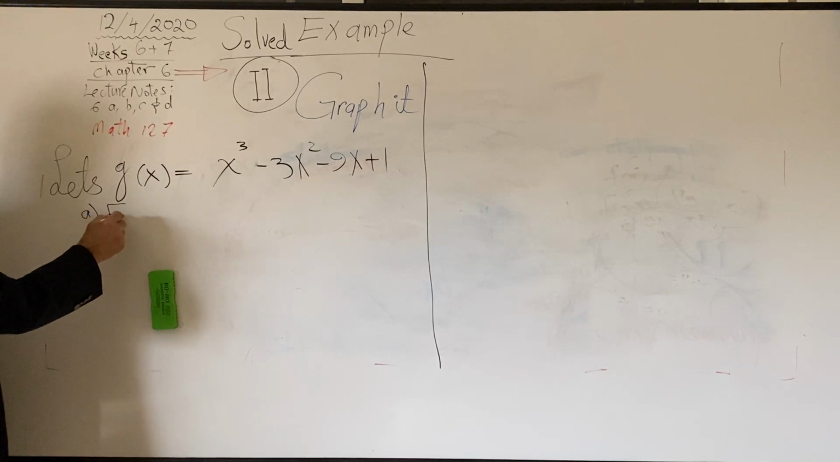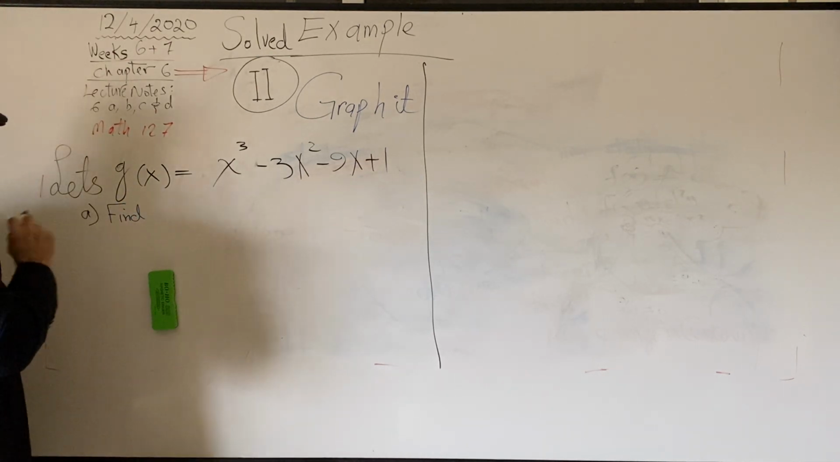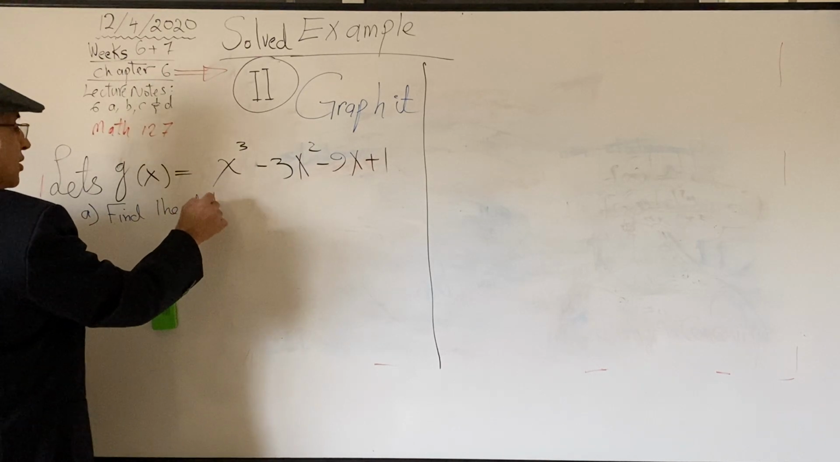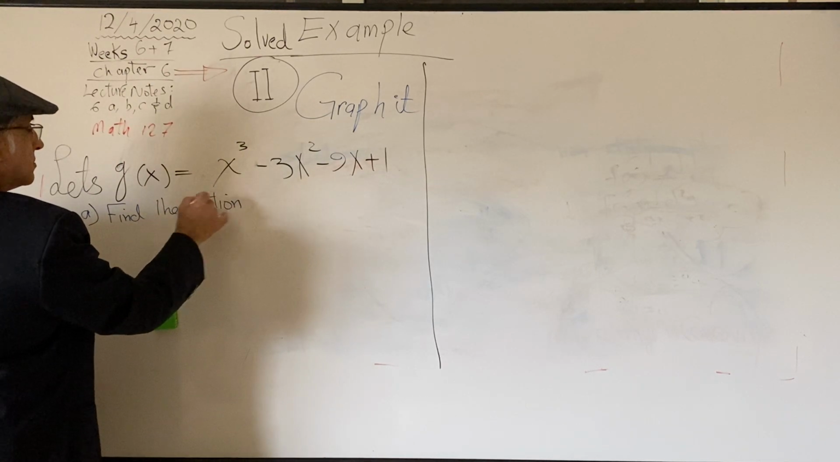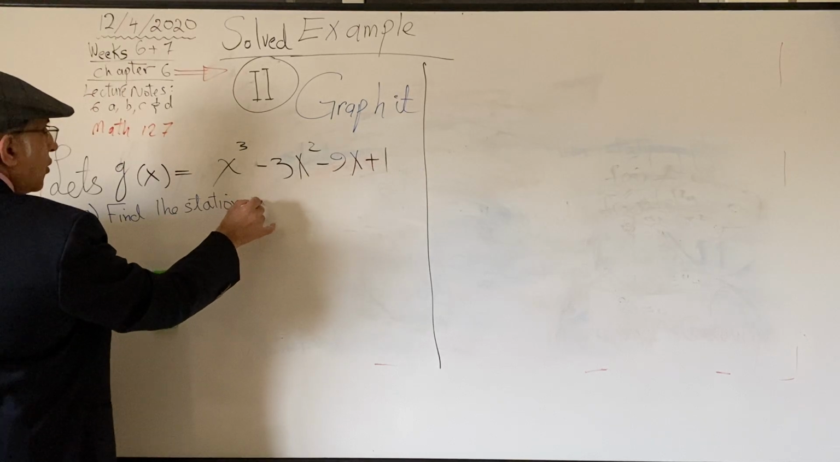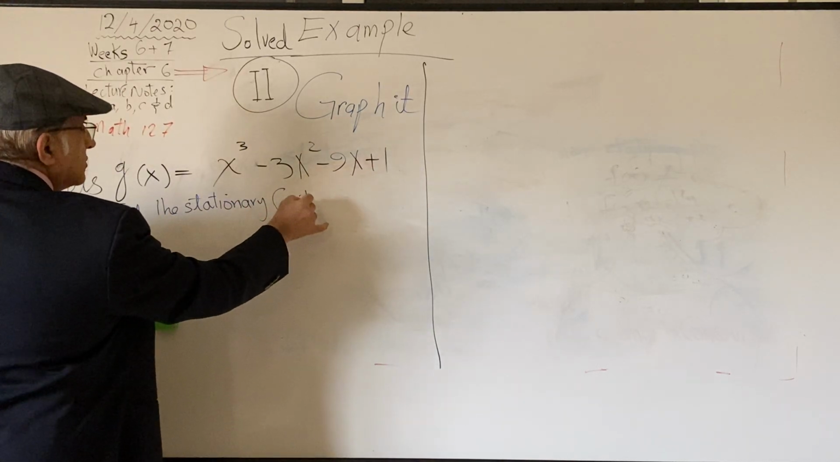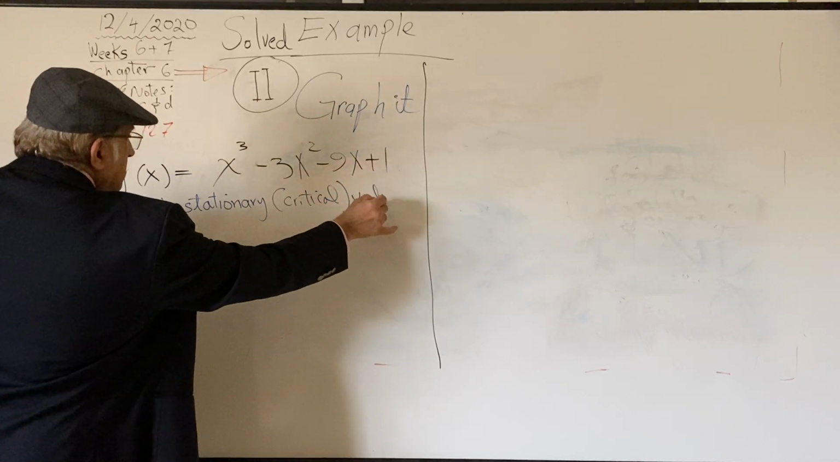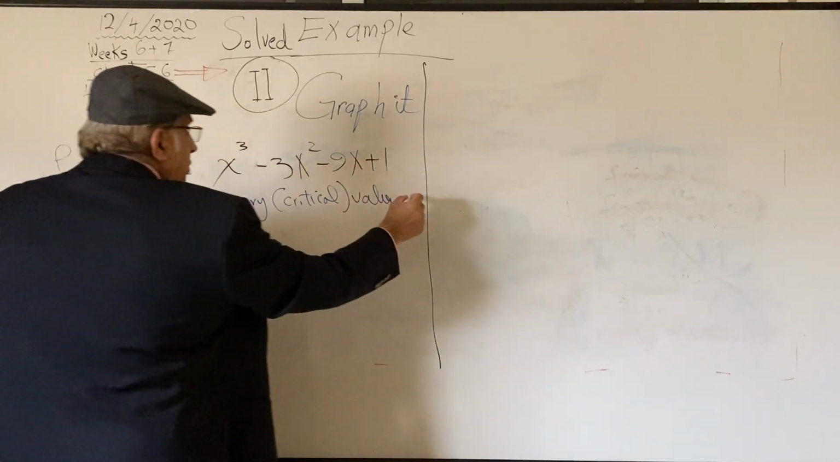Let's find the stationary, there's another word for it called critical values, and then we call them the x.